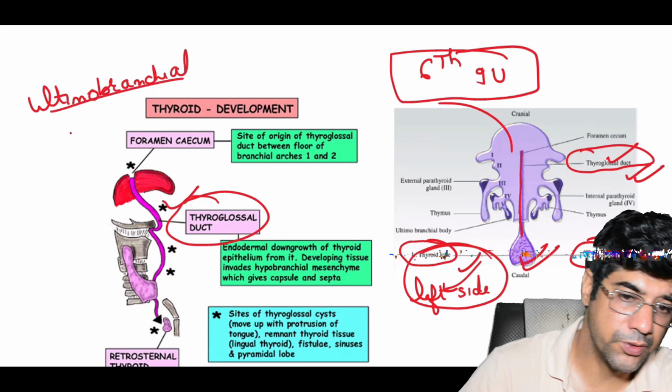Now, what is the contribution of the ultimobranchial body? This structure contributes to development of the thyroid gland by providing the C cells or the parafollicular cells. These are responsible for production of calcitonin, a hormone that regulates the calcium level in the blood. The ultimobranchial body originates from the fourth pharyngeal pouch and migrates into the developing thyroid to form the parafollicular cells.